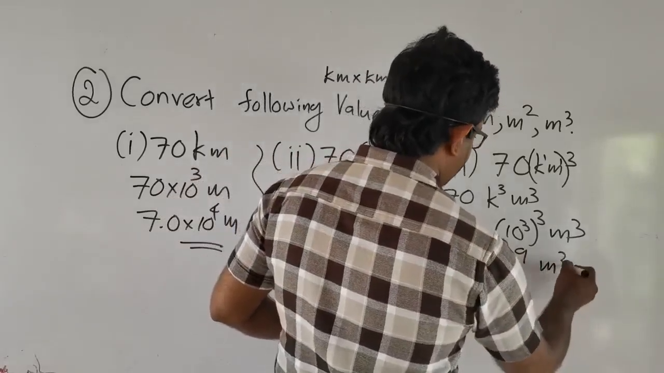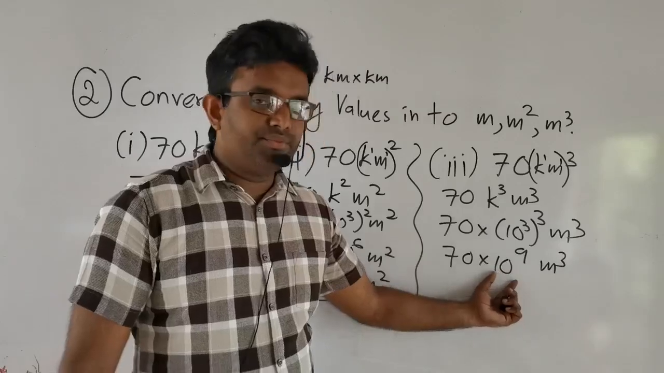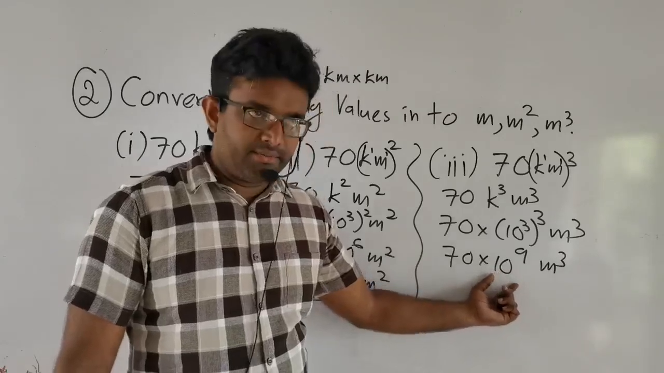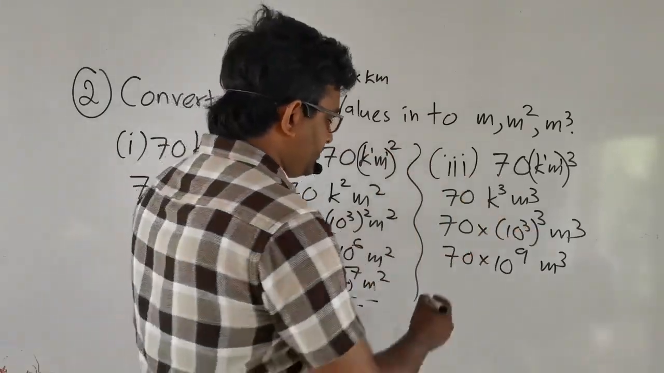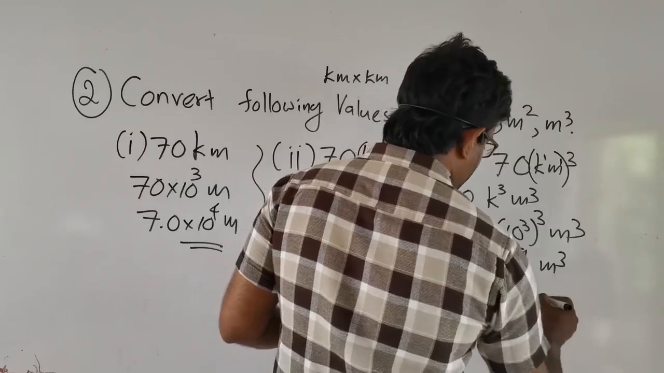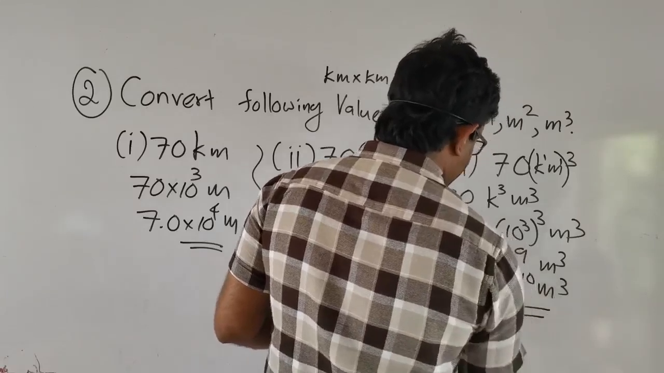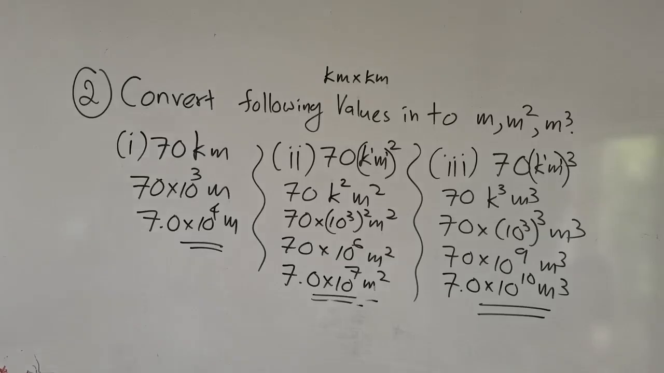You can see that here when it is cube, that is not 10 to the power 3, that is 10 to the power 9. Kilo into kilo into kilo, right? Then the final answer is 7.0 into 10 to the power 10 cubic meters. Right. Then the last question we discuss. Question number 3.